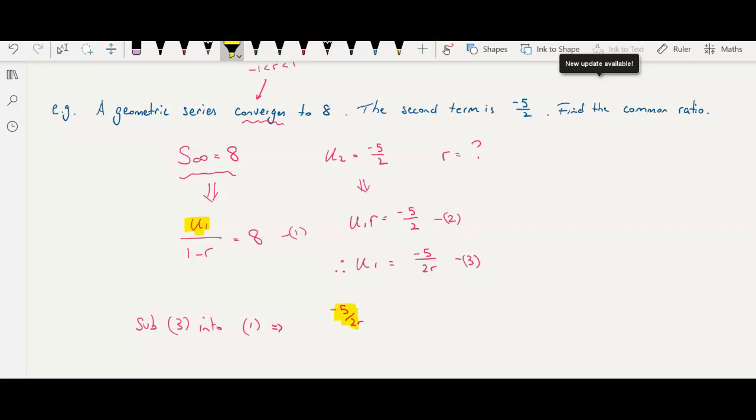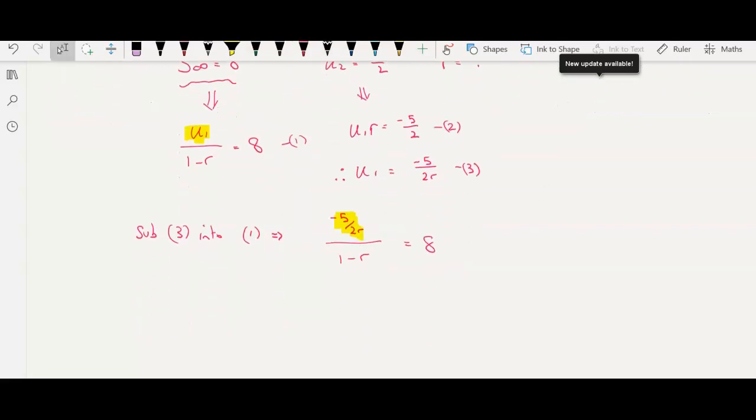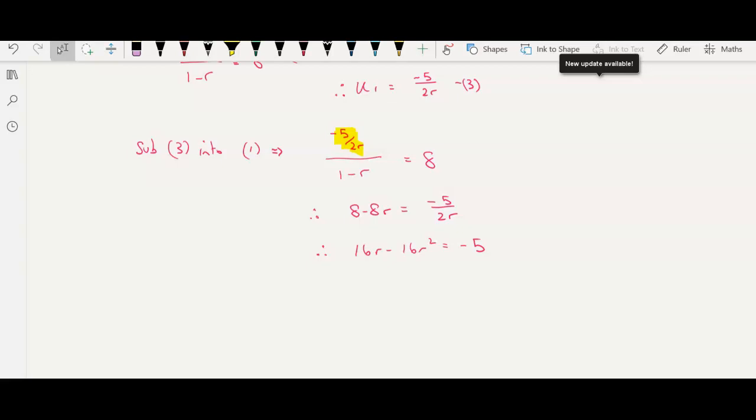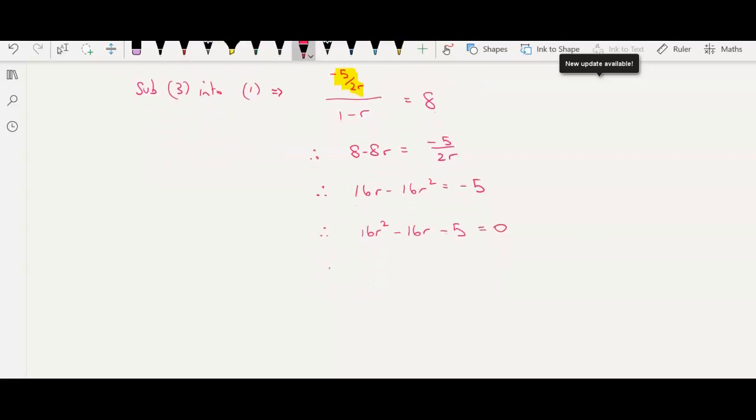I've got -5/2r, and I put that over 1 minus r, and that's equal to 8. So working this through, I get 8 minus 8r equals -5/2r. Multiplying through by 2r in that step. Gathering everything onto one side in that step.